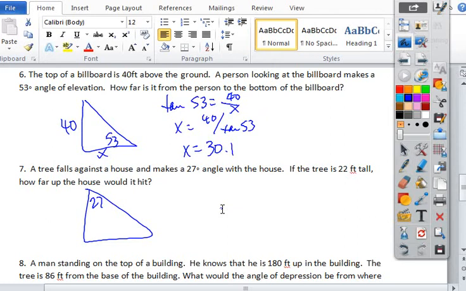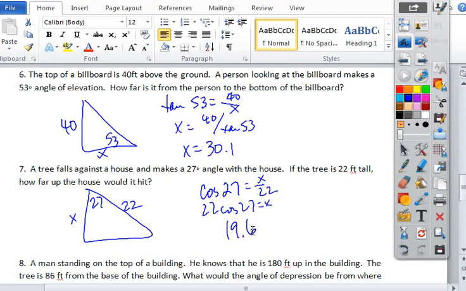If the tree is 22 feet tall, all right, here's one of those few times. It tells me the height, but it also told me that the tree fell against the house. So that would be one time where it talks about height, but it's not the left side going up and down. All right, how far up the house would it hit? That would go there. This would be a cosine problem. 22 cosine 27. X equals. I got 19.6. Is that right? Yes, 19.6, that's it.